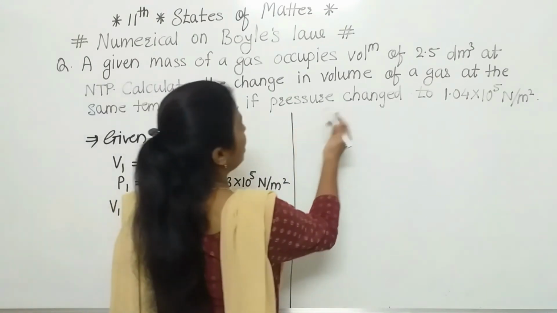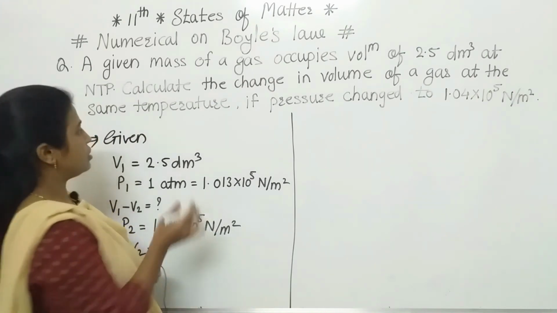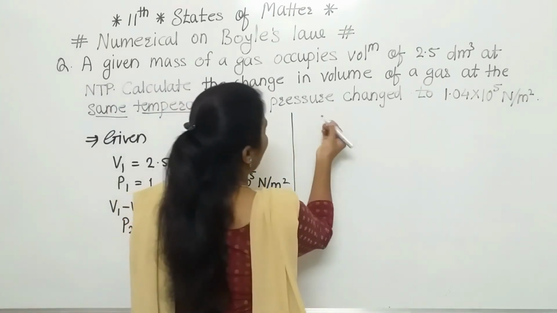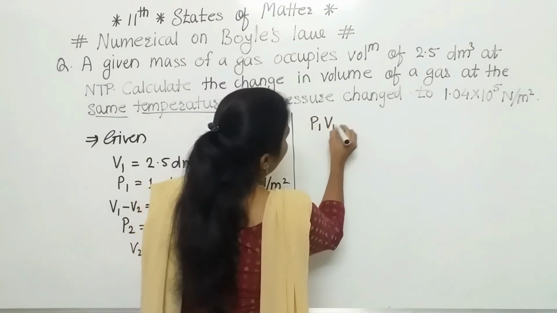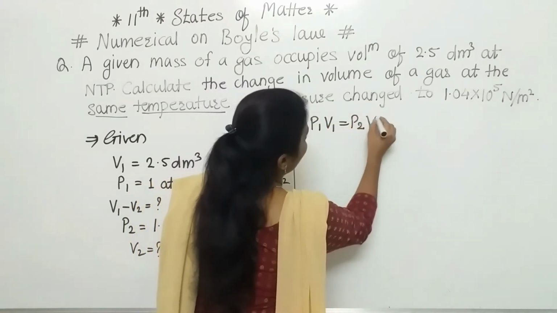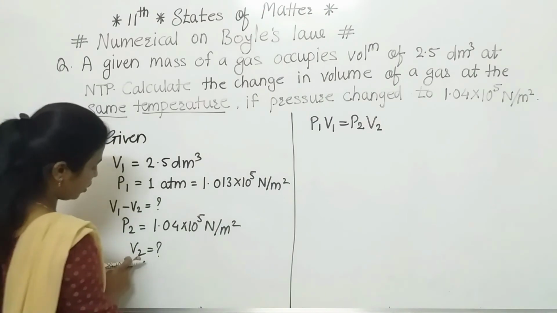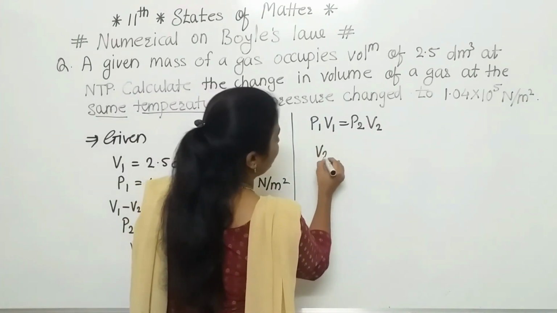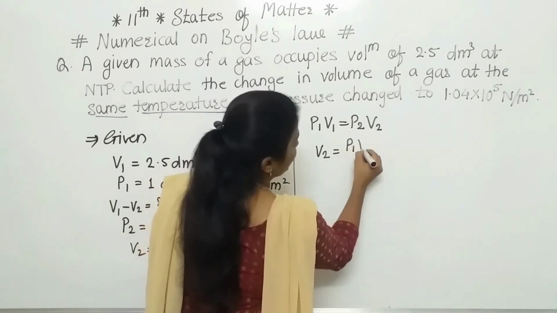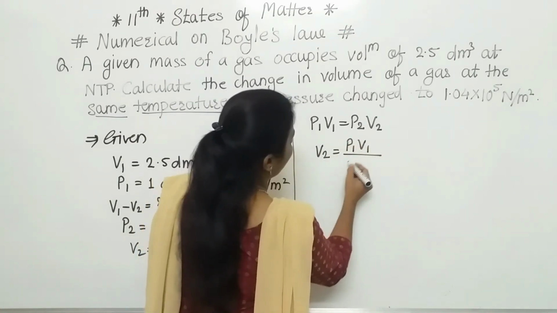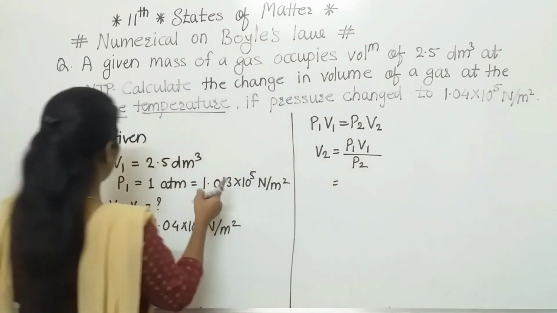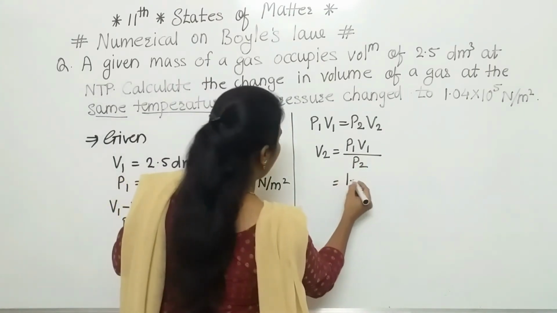So what is the formula? Temperature is constant because they are given at the same temperature. According to Boyle's law, P1 V1 is equal to P2 V2. What we have to find out is V2, so we are going to rearrange this formula. The formula will be V2 is equal to P1 V1 divided by P2. If we put all these values, what will be the answer? That we'll see.